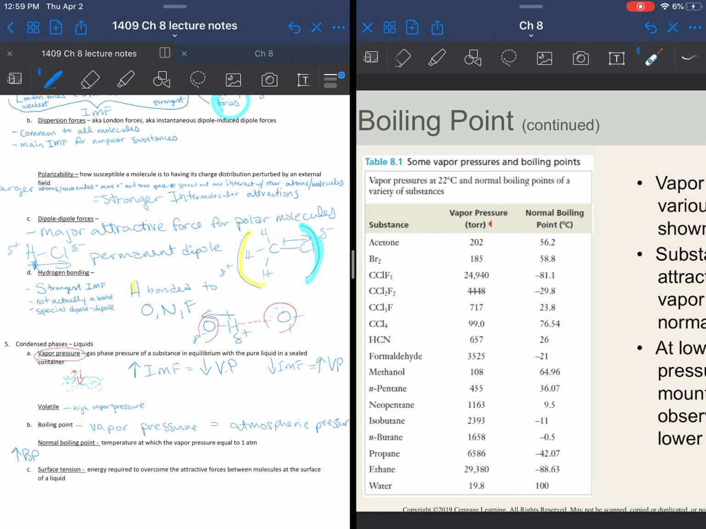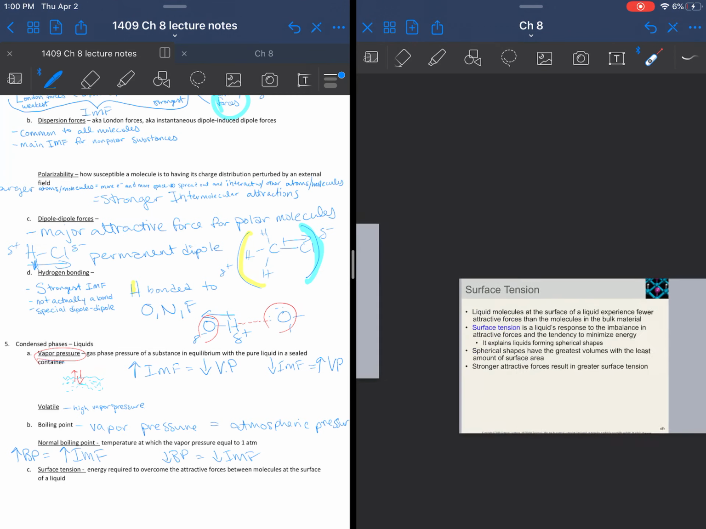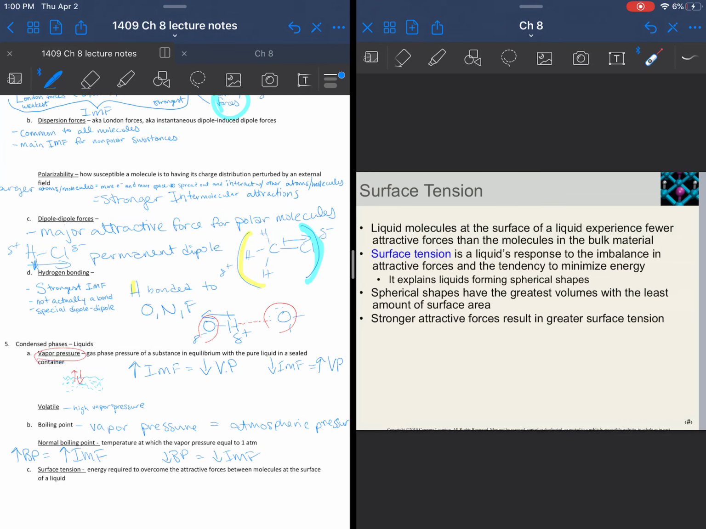You can see that boiling points, right, are going to be directly connected to intermolecular forces. Higher boiling points go with stronger intermolecular forces. Lower boiling points go with lower intermolecular forces, right? It's all about how much energy it takes to pull those molecules and atoms apart. So vapor pressure and boiling point are going to have an opposite trend, right? If we compare ethane and water, ethane has a huge vapor pressure compared to water, and so water is going to have a much higher boiling point than ethane.